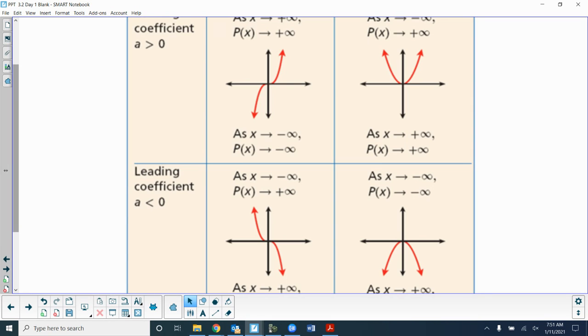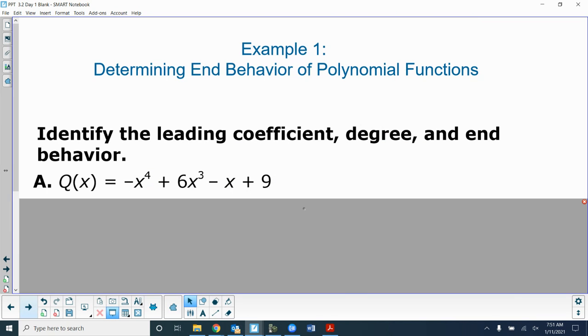So I can tell just by looking at the problem what's happening at each end. That's what they mean by end behavior. You just draw arrows. You can say positive and negative, however you want to do it. I just draw arrows.